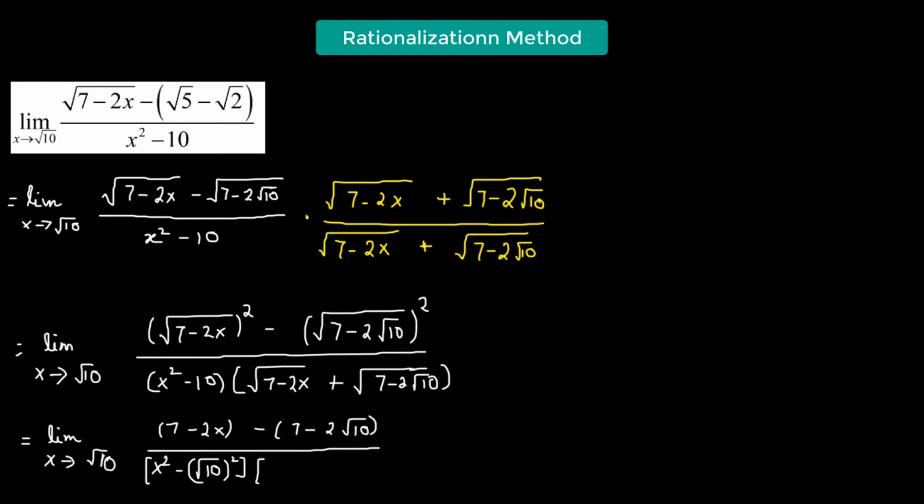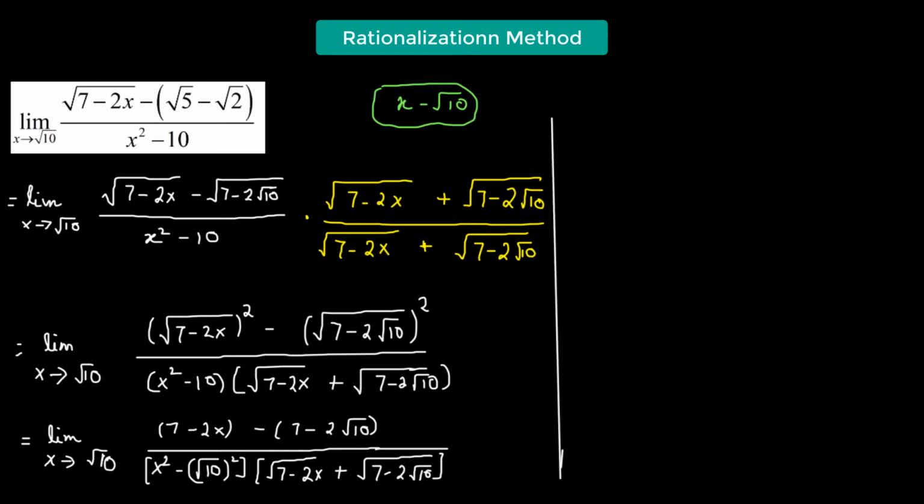Because we are getting an indeterminate form, that means we had to get rid of x minus square root of 10 from both the numerator and the denominator. This was the common factor that was leading to the indeterminate form of 0 over 0. So let's complete the denominator. So we have square root of 7 minus 2x plus the square root of 7 minus 2 root 10. So this would finally give us, not finally, we still have a couple of steps remaining.